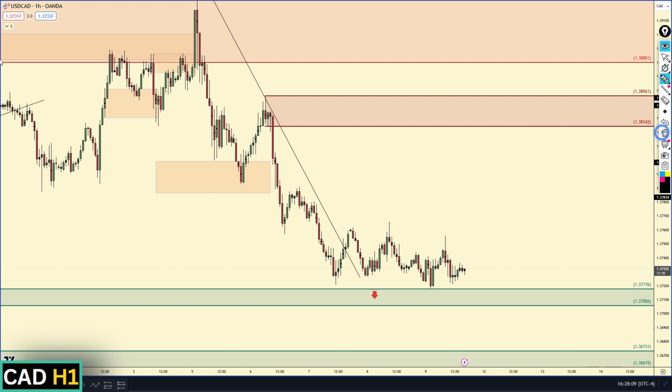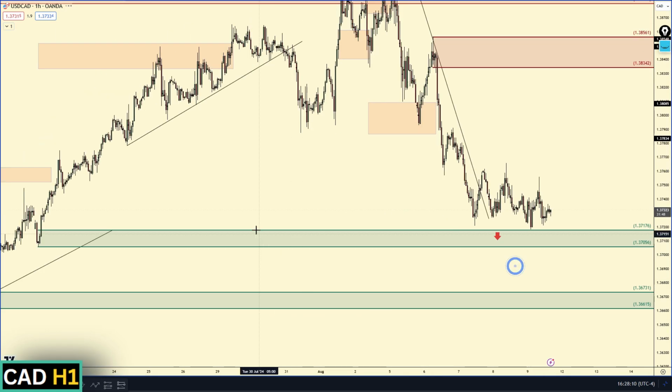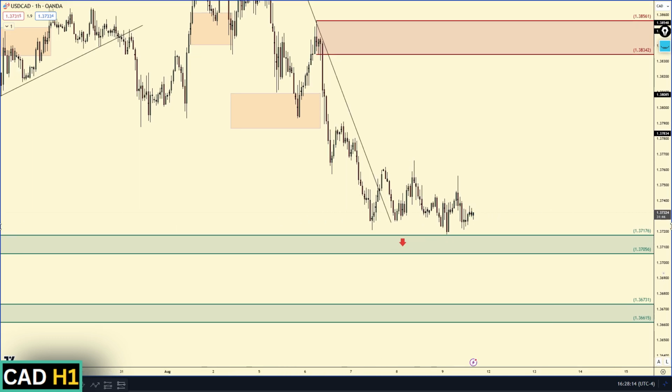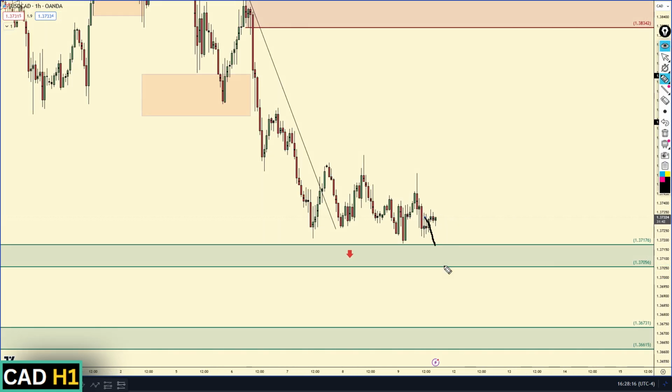That's really the only 1 hour supply zone I'm seeing. We are about to contact this demand from back here. So if we do remove this demand zone, something like this, where we remove that demand, any 1 hour supply zone there would be a potential great setup on the USDCAD.